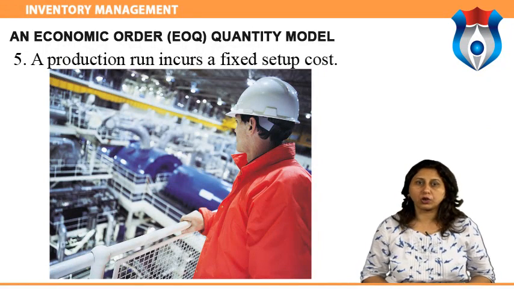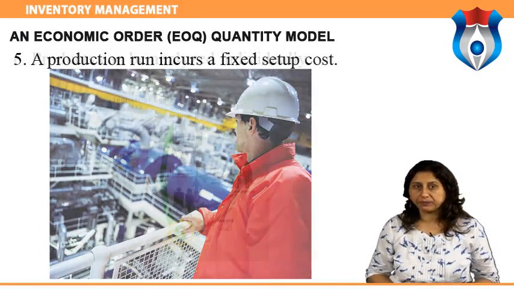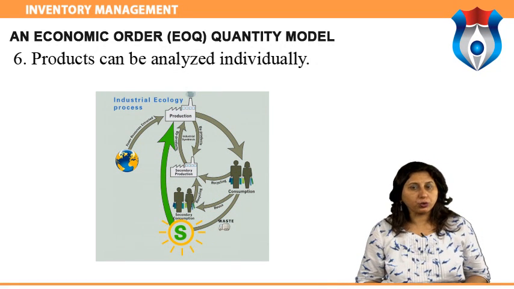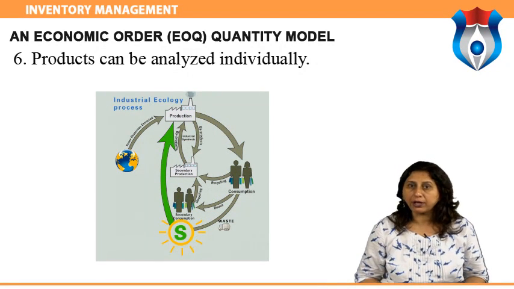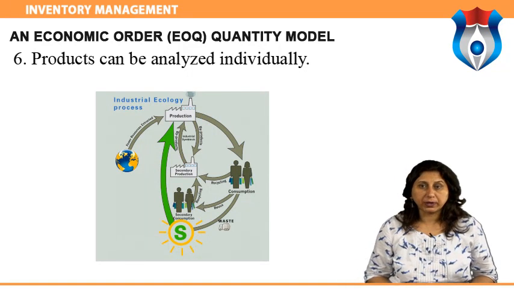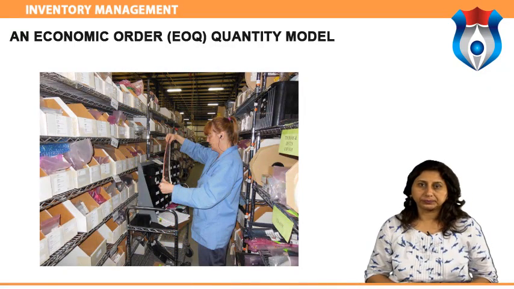Regardless of the size of the lot or the status of the plant, the setup cost is the same. Products can be analyzed individually. Either there is only a single product or there are no interactions, for example, shared machines between products. Two key insights of EOQ.